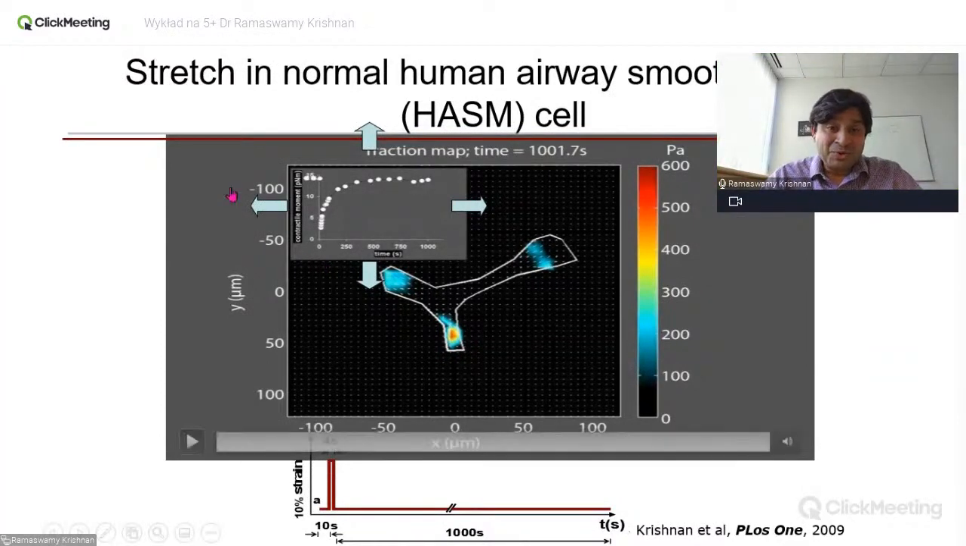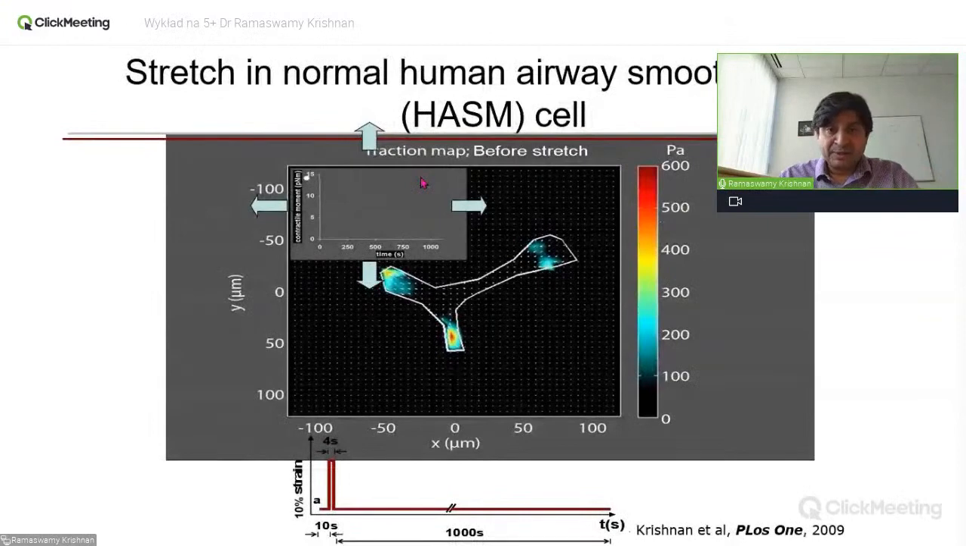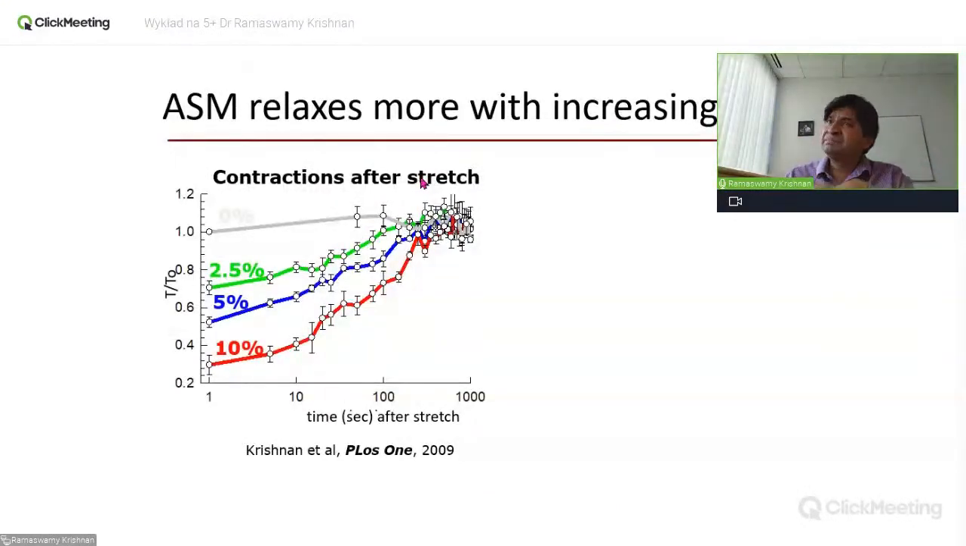Notice what happens. Soon after that stretch, the deep breath, stretch, unstretch, these forces go down by as much as 80% for that cell. And then you wait the remaining 10, 15 minutes, you can see it all recovers back to baseline. Now, this already was very interesting. That's one example. But you're probably wondering, this is one representative movie. Can you convince me this works?